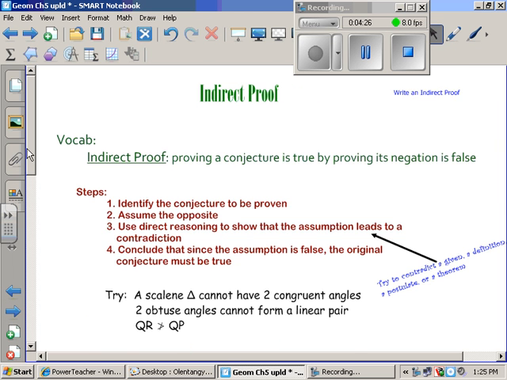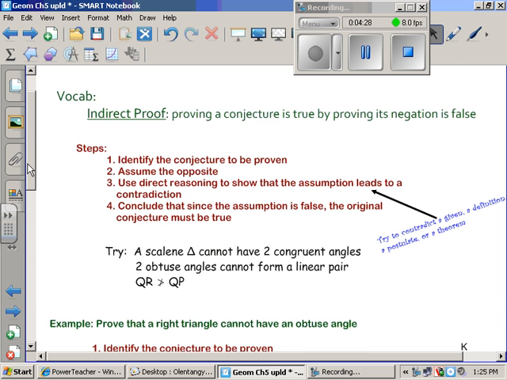Basically, if these are the proof statements here, I just want you to be able to come up with what you would try to prove as your indirect proof. So if my statement is two obtuse angles cannot form a linear pair, stop and think a second about what the inverse would be. It would be two obtuse angles can form a linear pair. Okay?